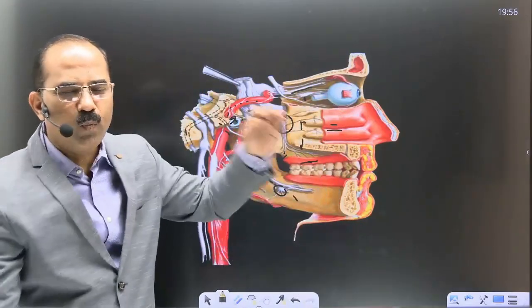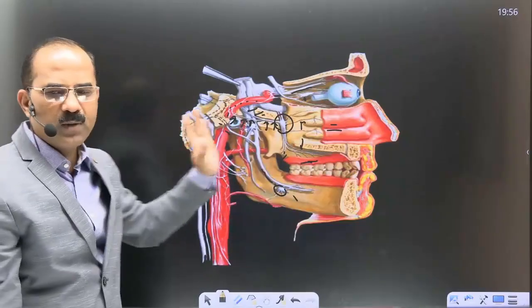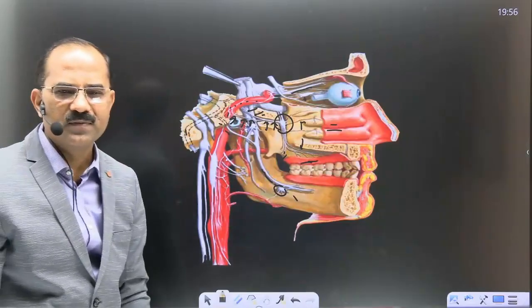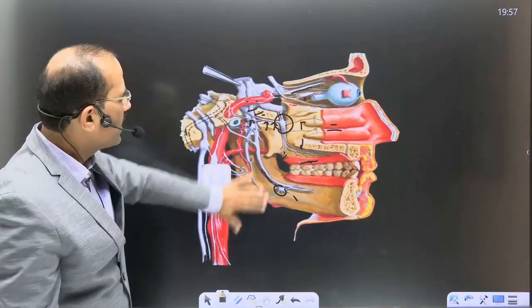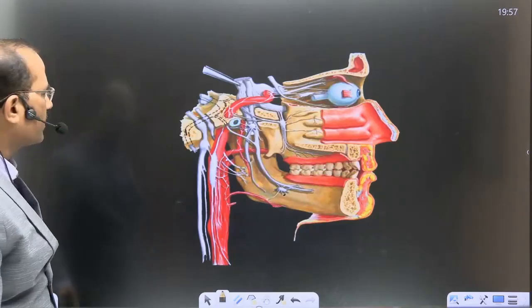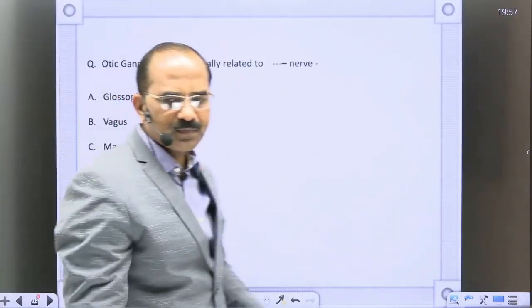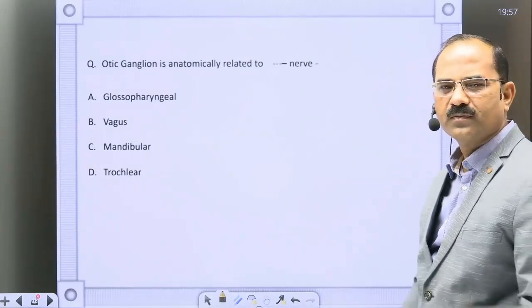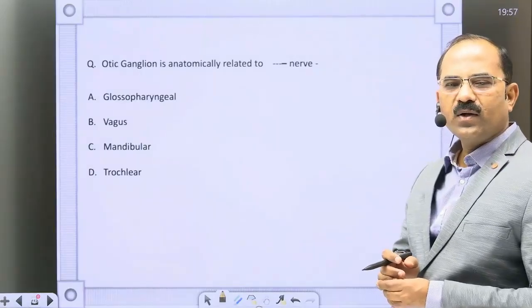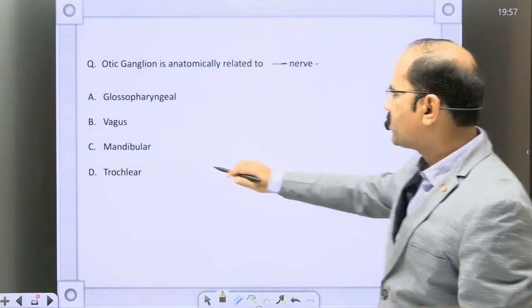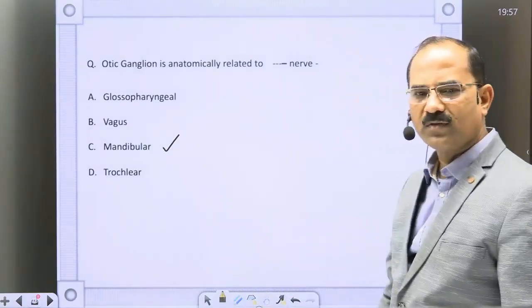I hope I'm very clear, students. That's a very important slide for you. A beautiful slide that is there, showing all the ganglions and showing the relations of the ganglion, structural and functional. Clear? Now answer this MCQ. Otic ganglion is anatomically related to. Yes, otic ganglion is anatomic, means it is hanging from which nerve? Otic ganglion is related to the mandibular nerve. Mandibular. We've seen this.